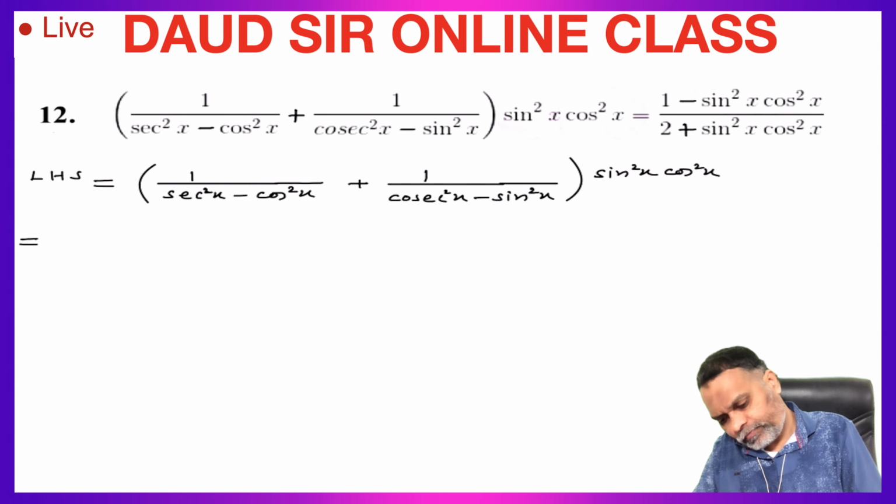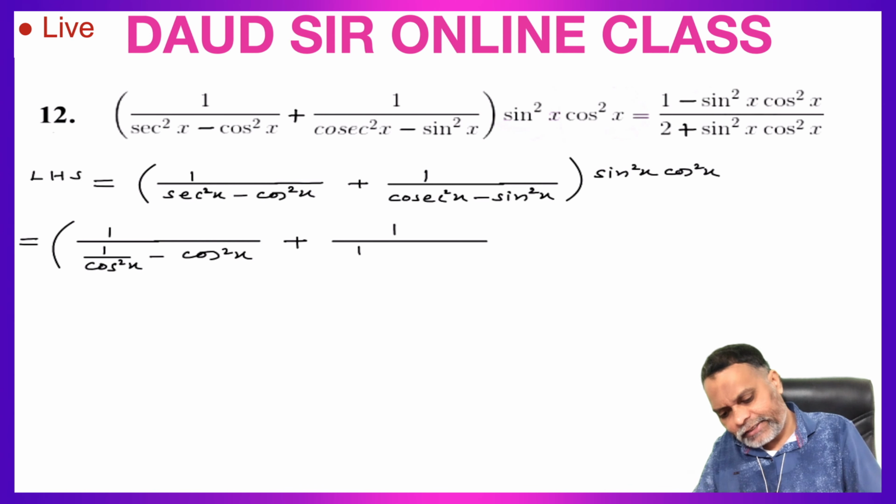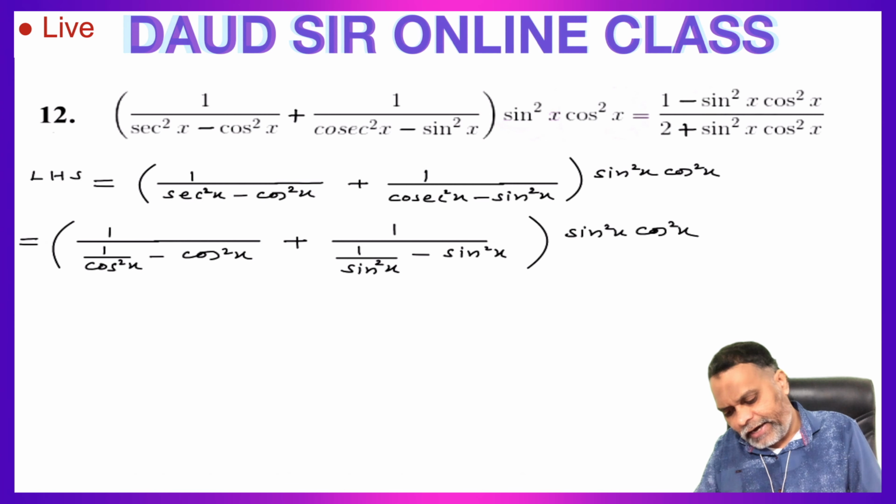which is equal to 1 upon, the sec square x can be written as 1 upon cos square x, minus cos square x as it is, plus 1 upon this cosec square x, which can be written as 1 upon sin square x, minus sin square x, multiplying by sin square x into cos square x as it is. Now take the LCM.